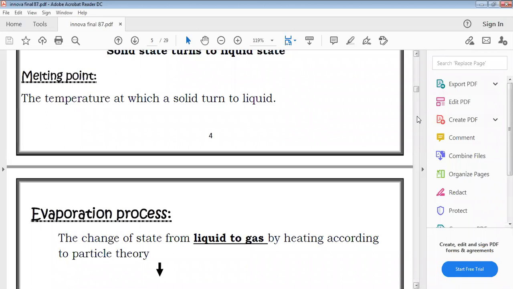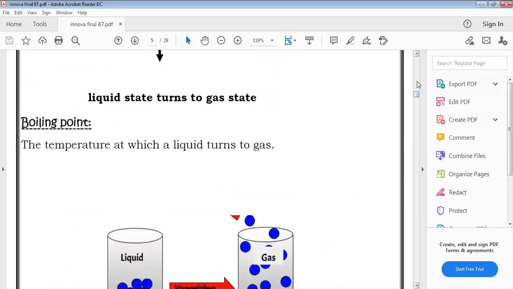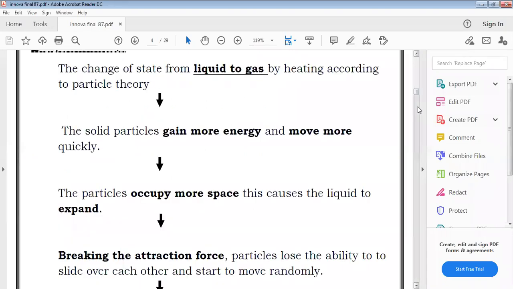And what do I have, do I see free force between them? What do I have to do to just move freely and randomly? Occupies more space. Okay, and break the attraction force. Yes, okay. So you have to break the attraction force between them. So now start from losing the ability of sliding over each other and start to move randomly. Okay, come on, I can read it for you, and you can read it on the PDF here.